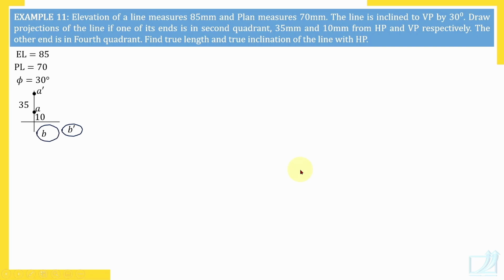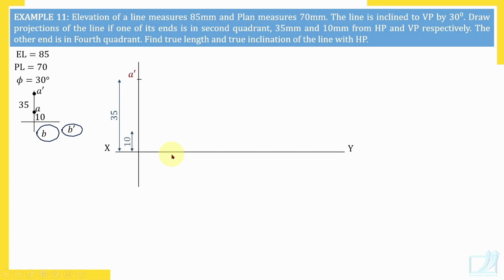So now we'll proceed. Draw XY line. Label immediately XY line. Draw projector of the reference point. Mark the reference point. So 35 millimeters and 10 millimeters for front view and top view of point A respectively. And through the labeled points, draw horizontal lines.